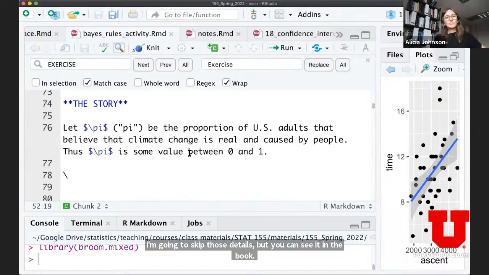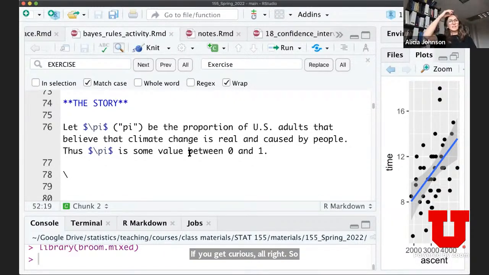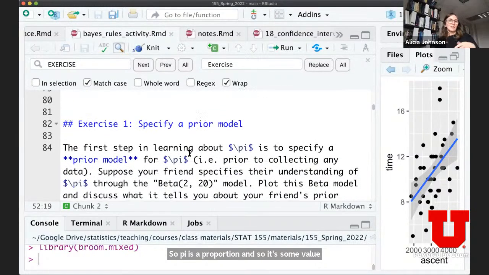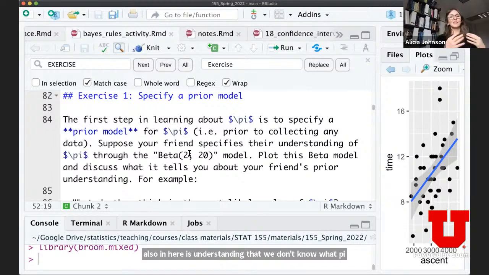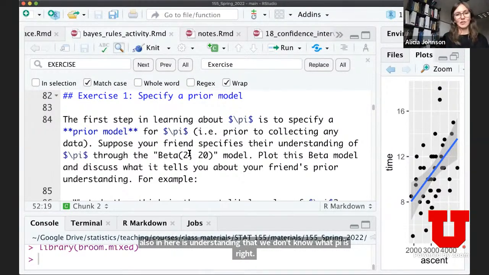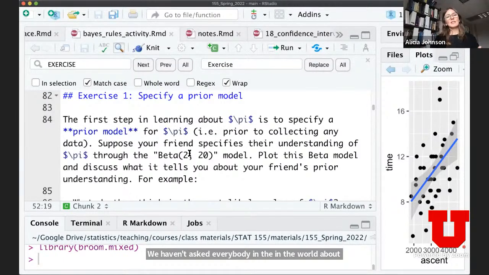All right, so the context of these exercises, or the first exercises at least, is that we want to focus on pi, where pi is the proportion of US adults that believe that climate change is real and caused by people. So pi is a proportion, and so it's some value between 0 and 1. Also important here is understanding that we don't know what pi is. We haven't asked everybody in the world about their opinion of climate change. And so our goal is, again, to use data and our prior knowledge to build a model to understand pi.